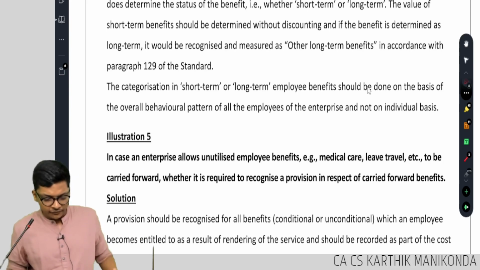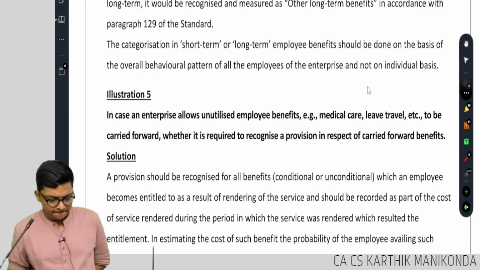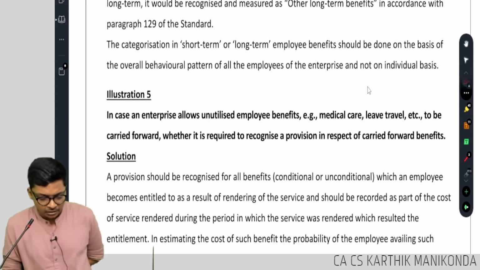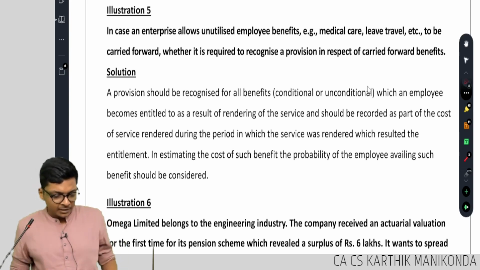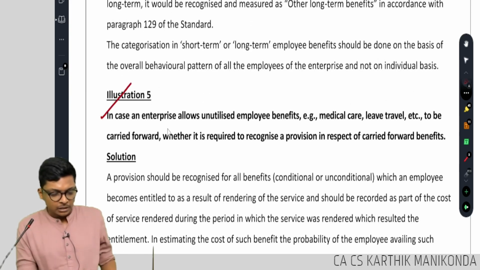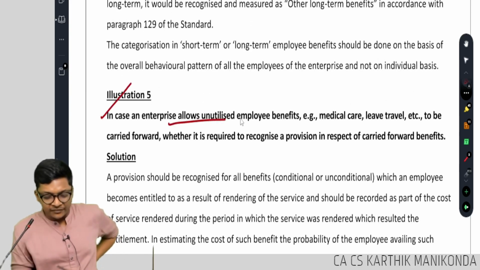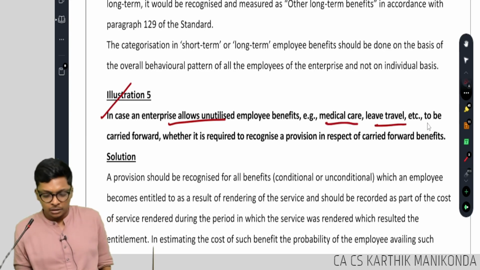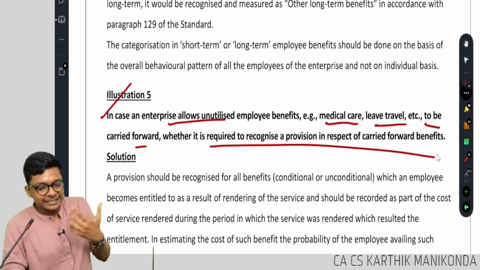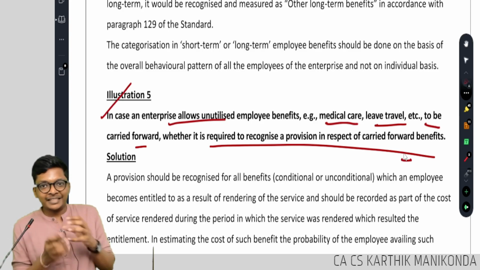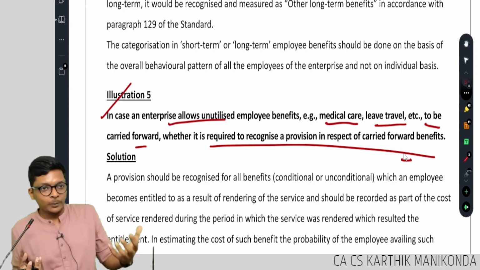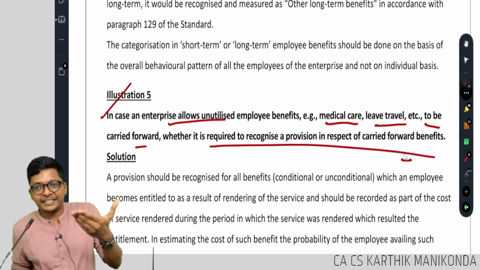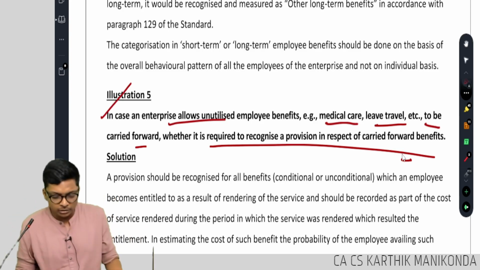Illustration 5. I'm just seeing if this is covered or not. Yeah, read illustration 5, guys. An enterprise allows unutilized employee benefits, for example medical care, leave, travel, to be carried forward. Whether it's required to create a provision, yes or no? Whether it's a compensated leave, accumulated or non-accumulated, and if it's accumulated, vesting or non-vesting. Okay.